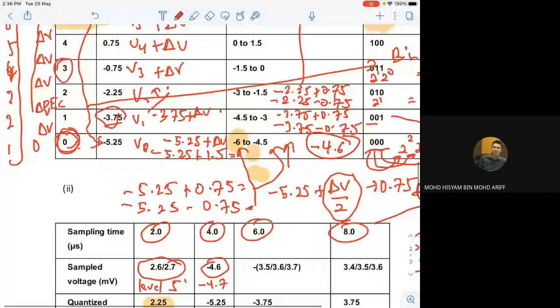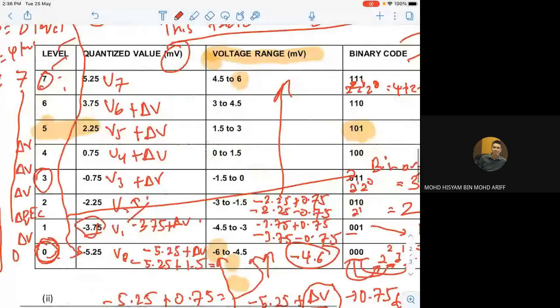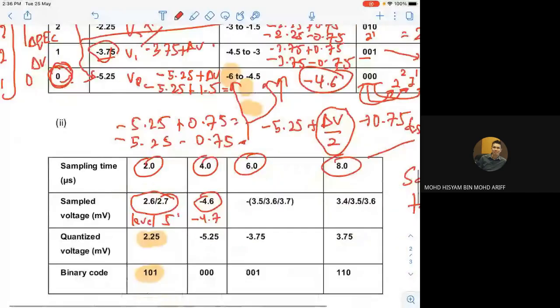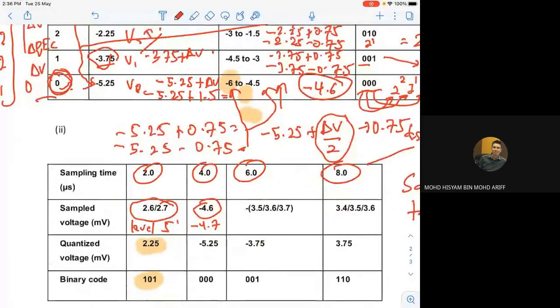Clear? So I've put it in the table above, that's why you see zero here. Okay, now you get zero, right? At zero, this is level zero. That's why you get level zero. What is the contrast value? At level zero, negative 5.25.